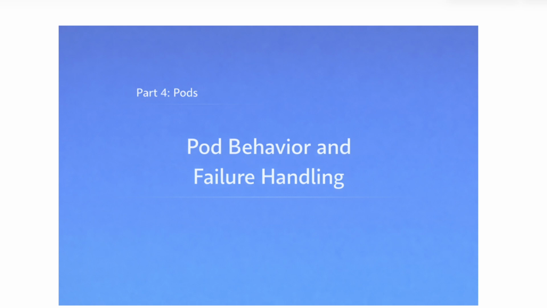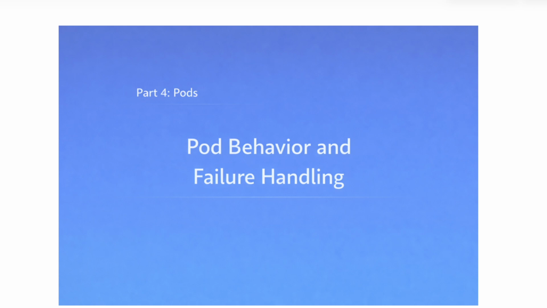In the previous video, we talked about why Kubernetes uses pods instead of running containers directly. In this video, we will focus on what happens after a pod is running. We will look at how Kubernetes watches pods, what happens when something goes wrong, and how Kubernetes keeps applications running by restarting containers or replacing pods. The goal of this video is to understand pod behavior and how Kubernetes handles failures without getting into configuration files or commands yet.